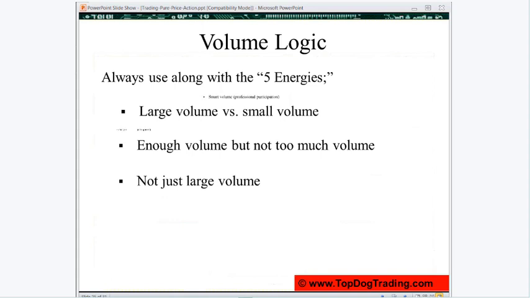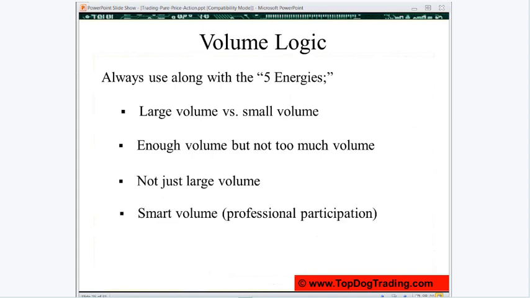And not just large volume, but here's the other distinction. We want smart volume. You might have big volume, but that's not enough. What do I mean by smart volume? Professional participation. Because you could get a lot of volume and they're all amateur traders, and that's where all the amateurs are being led astray at the same time. As we already know, and I mentioned at the beginning, most people lose money. So if you get all the people who regularly lose money, is that what you want to do? Do you want to follow them? No. You want to follow the minority of people who are making money, the professionals, the smart money.